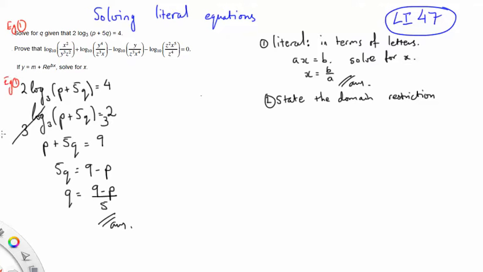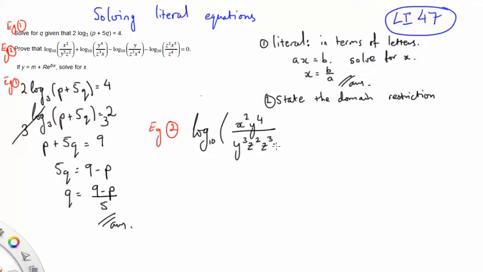for example 1. Example 2 looks like a doozy. Prove that all of this equals 0. Well, this is going to take index laws, log laws, the whole shebang. So let's look at example 2. Okay, well, if we add 2 logarithms with the same base, we can multiply what's inside there. So that's the same as saying log base 10 of x squared y to the 4 on y cubed z squared z cubed x.